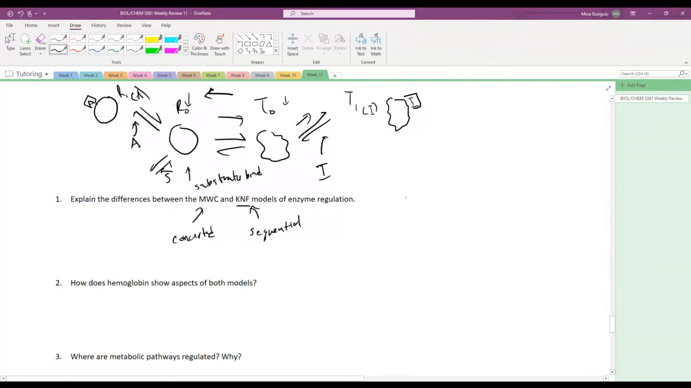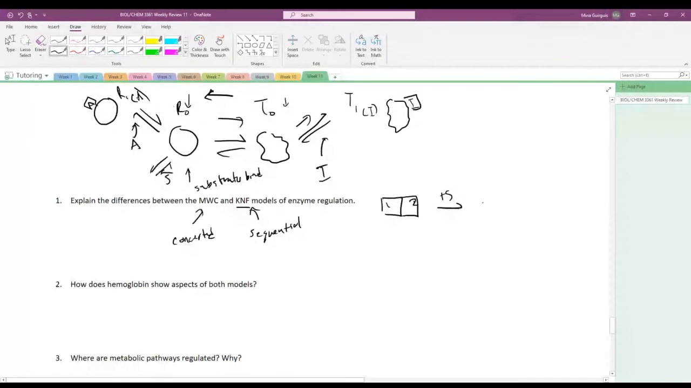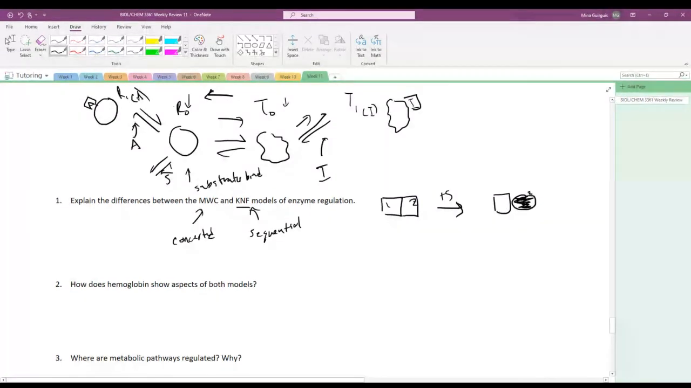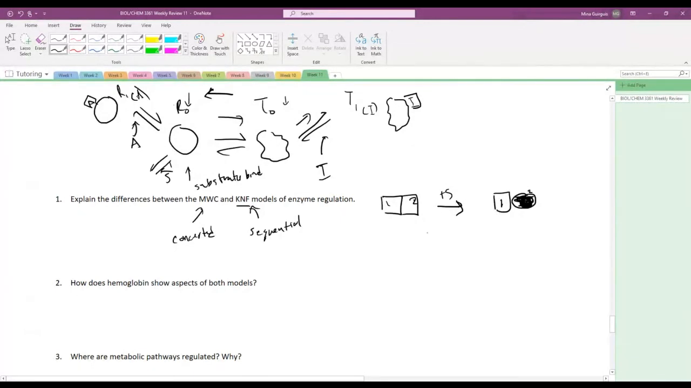So the KNF model is, like we said, sequential. So you have this square and this square. This is subunit 1, which I'll just name 1, and this is subunit 2, which I'll name 2. So when 2 binds to a substrate, it gets changed. So now it looks like this. And I'm going to put a 2 up here, and it's shaded in because now it's bound to something. Okay, so the shading means that there's a substrate in here. Okay, 1 is still as it was.